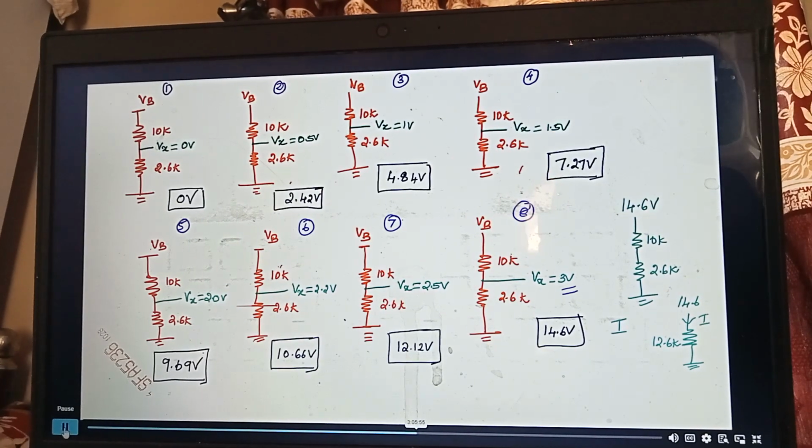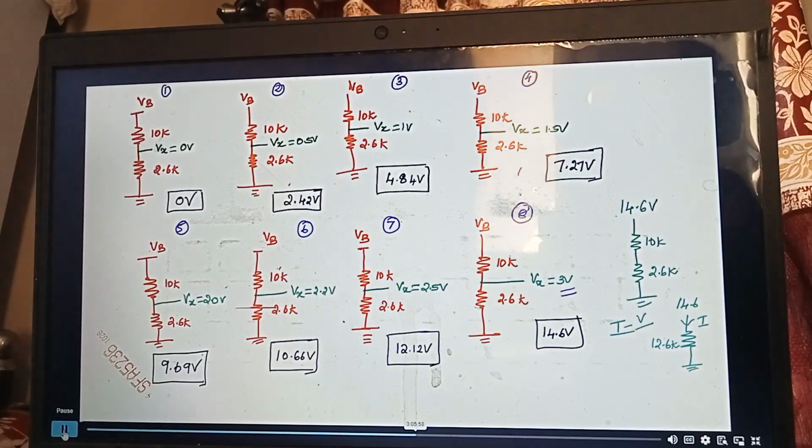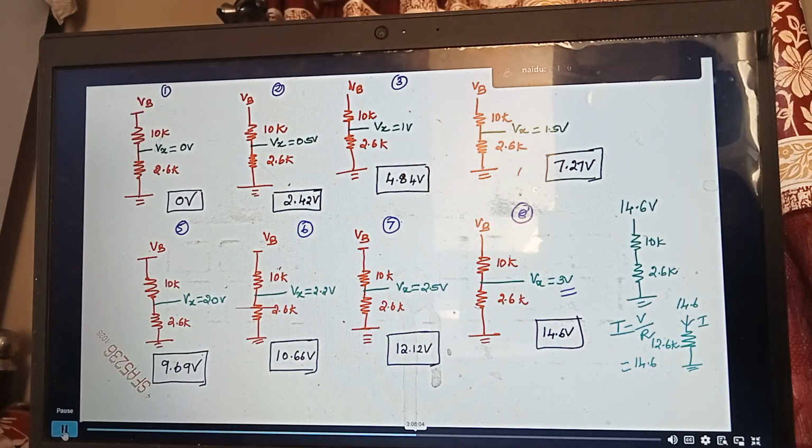Can you find the current? Current is equal to voltage divided by resistance, I equals V by R. So V is 14.6 and the resistor is 12.6 K, right? So 14.6 divided by 12.6, how much?